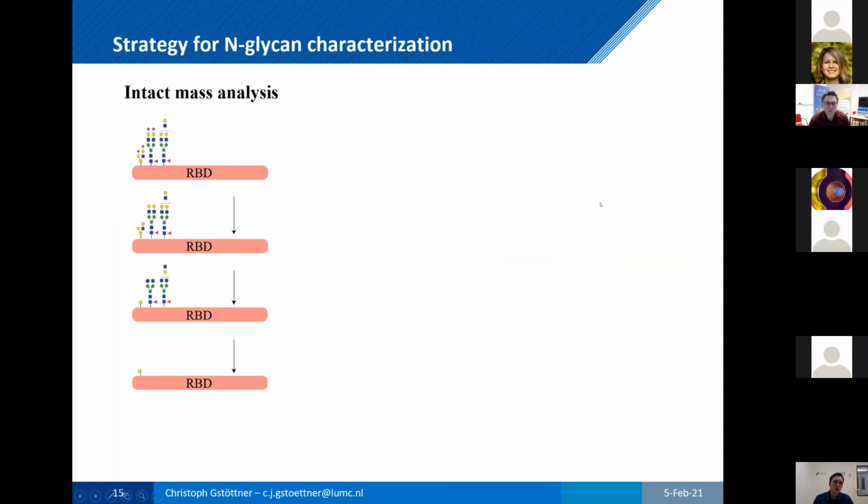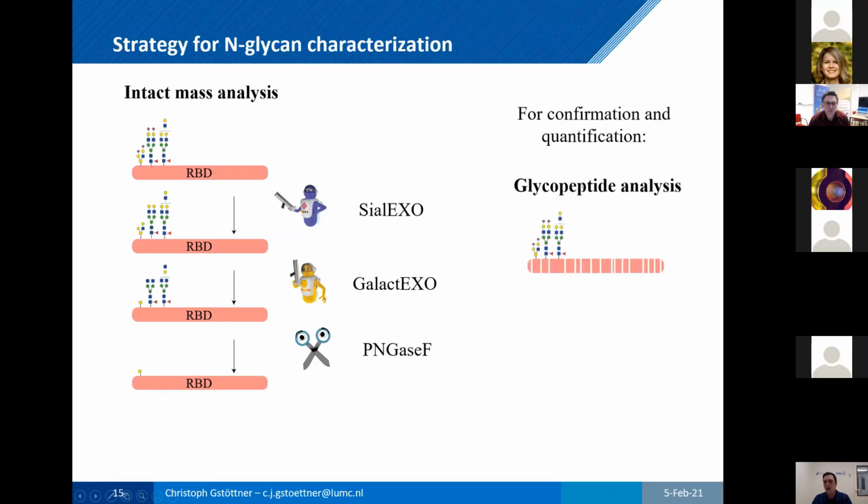Next to this, we also wanted to characterize the N-glycans, and the best thing is to do this on the intact level also, so that we also get the information on the combination of the N-glycans together with the O-glycans. And for this reason, we applied a dissection of the glycans. So first we analyzed it on the intact level, then we removed the sialic acids, we removed the galactoses, and in the last step, we removed the N-glycans and just looked at the O-glycans on the intact level. Next to this, for confirmation and quantification, we also analyzed the RBD on the glycopeptide level and also on the released glycan level.